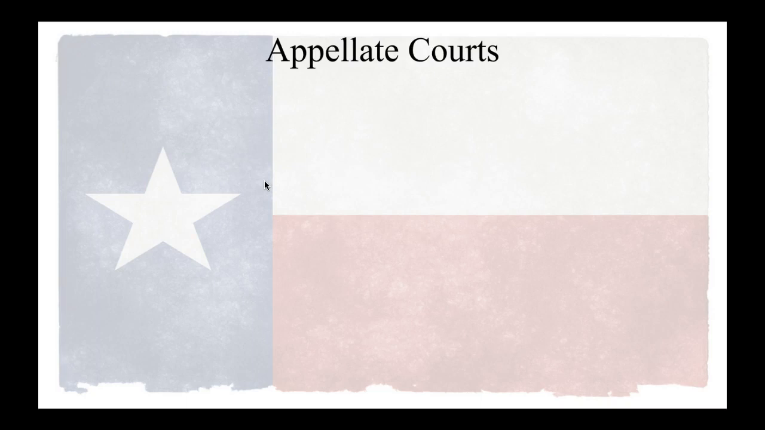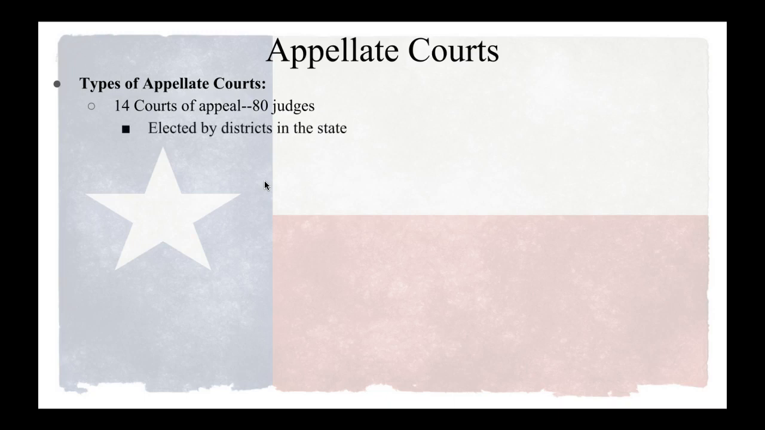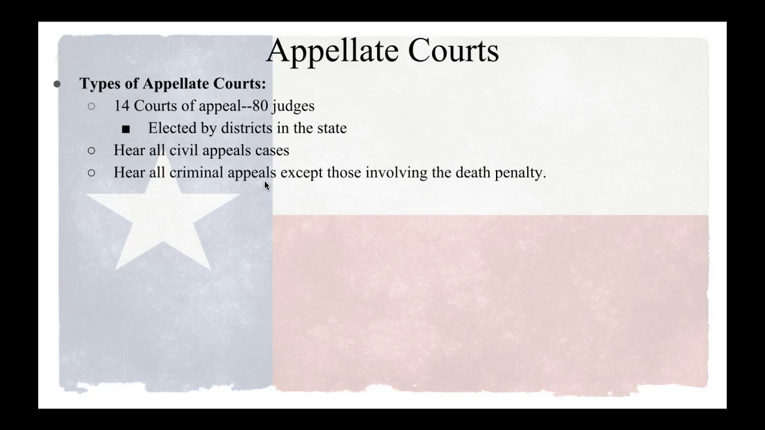So now we turn our attention to the appellate court system in Texas, and there are different types of appellate courts. There are 14 courts of appeal, which have 80 judges, and these are elected by districts in the state. They hear all civil appeals cases, so anytime that there is an appeal to a case that was heard at a lower court, and it deals with civil issues rather than criminal issues, then these are going to be heard at the courts of appeals. They hear all criminal appeals as well, except those involving the death penalty. And if a criminal appeal involves the death penalty, it automatically gets kicked up to that Supreme Court level that we'll talk about in just a moment.